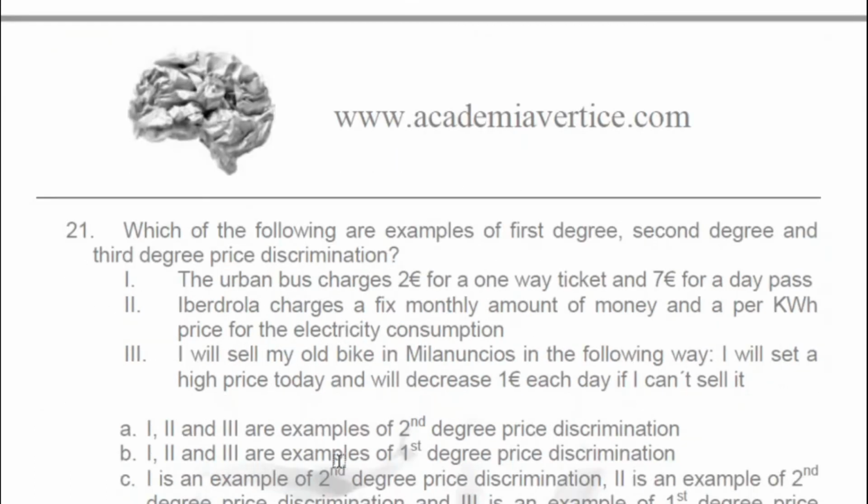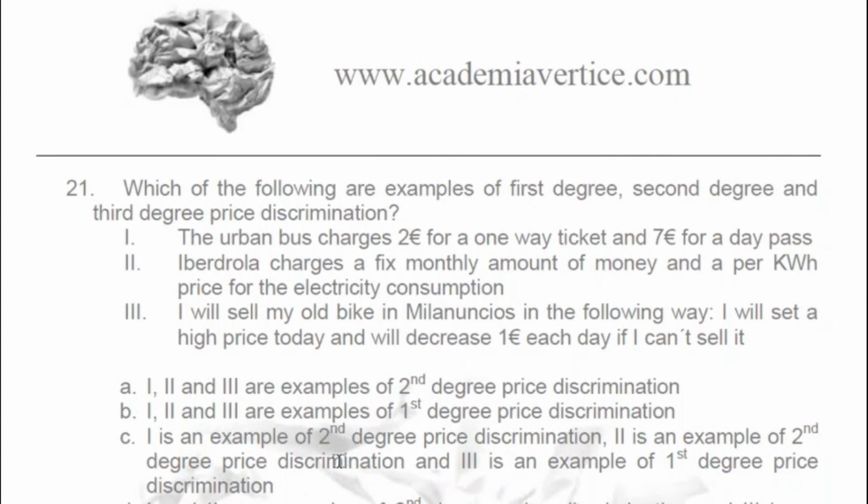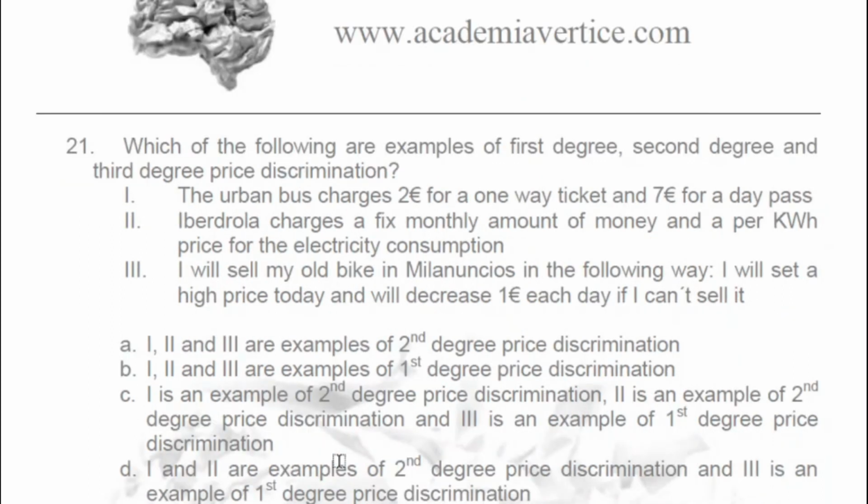Which of the following are examples of first degree, second degree, and third degree price discrimination? The urban bus charges 2 euros for a one-way ticket and 7 euros for a day pass. Well, this is clearly second degree price discrimination. This is called bundling. It's very beautiful bundling, but we don't see it nowadays.